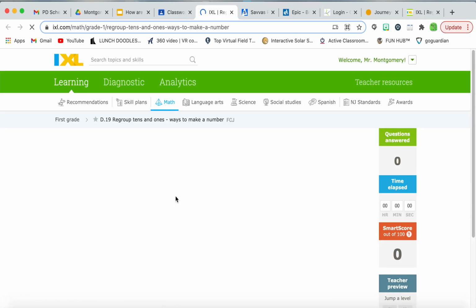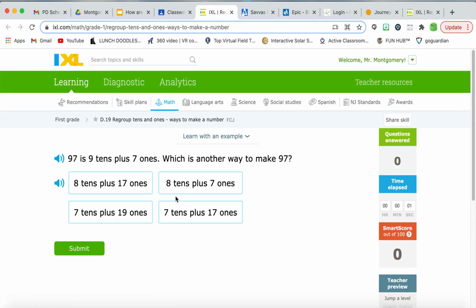Now, it might look a little different, so I'm going to show you a couple. 97 is 9 tens and 7 ones, which is another way to make 97. Is it 8 tens and 17 ones, 8 tens and 7 ones, and it gives you some other choices. But we know it's 8 tens and 7 ones, because you take one of those 10s away from the 9, it has to go to the 1s place.